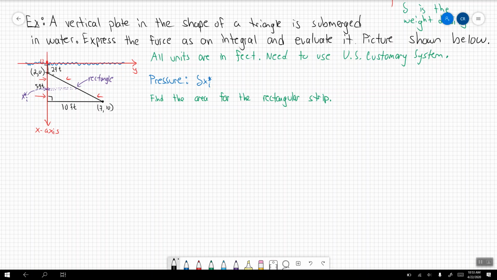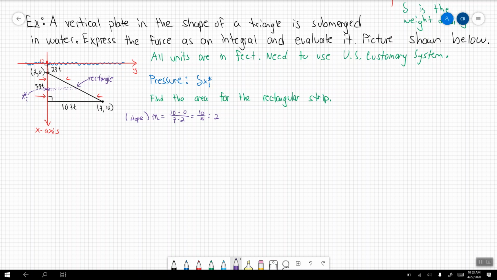So let's see if we can solve this equation here. The reason we need to solve this equation is that I need to find the area of this little rectangular strip that we use to break up all of our triangle. So let's find that particular length or equation. I have 2 points, which means I can find a slope. Slope is y2 minus y1, so it's 10 minus 0 divided by 7 minus 2, which is 10 over 5, which is 2.